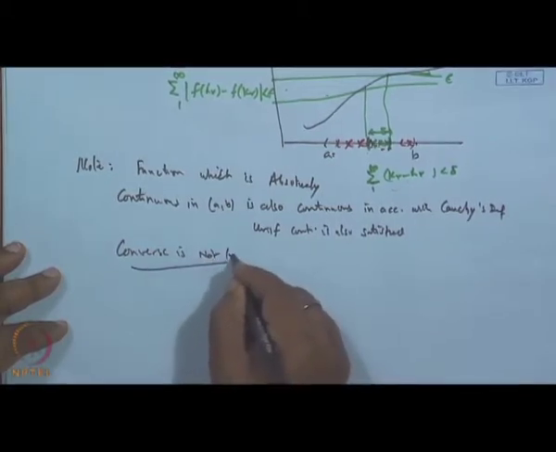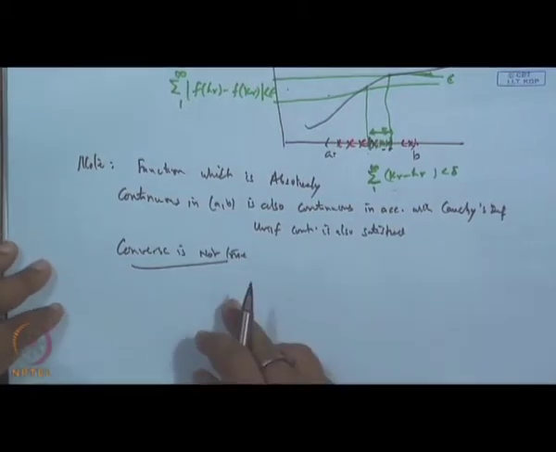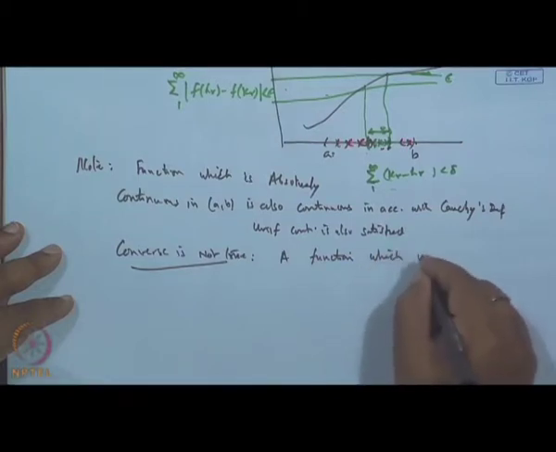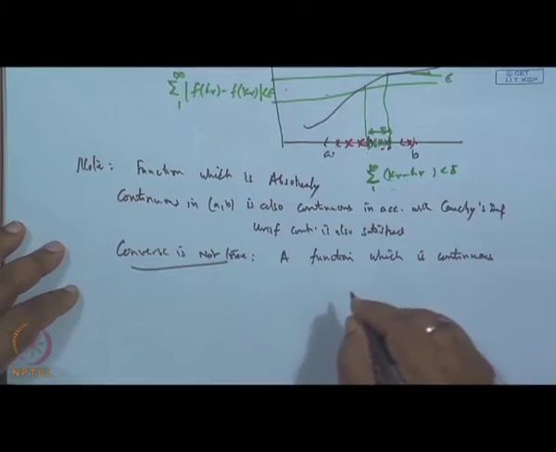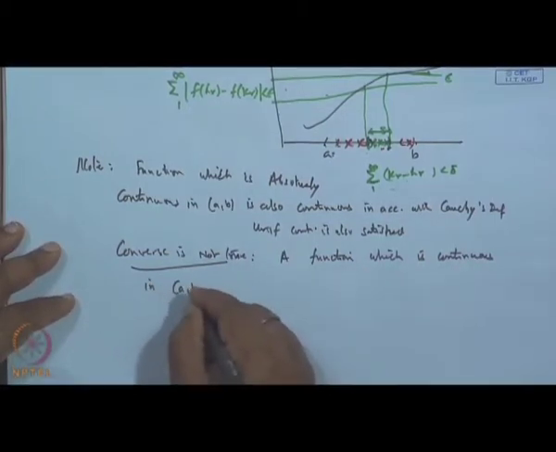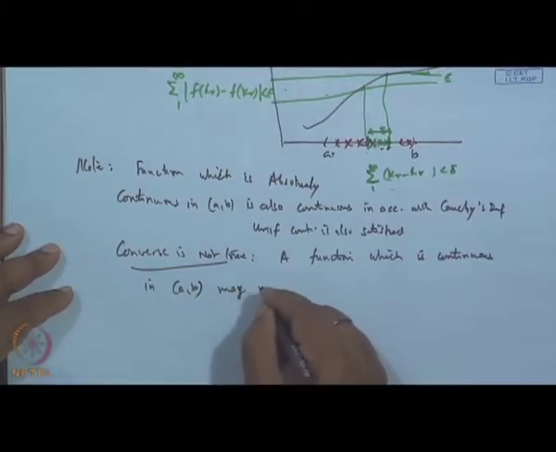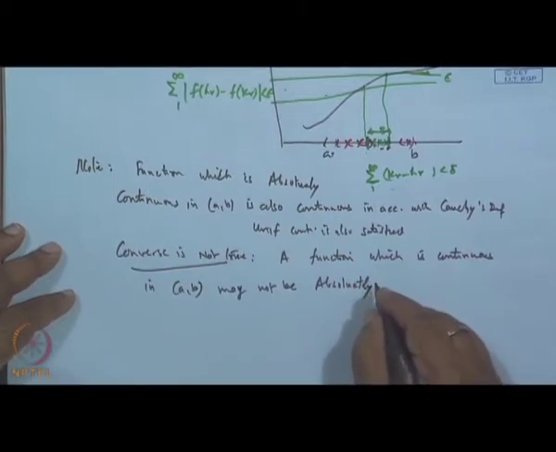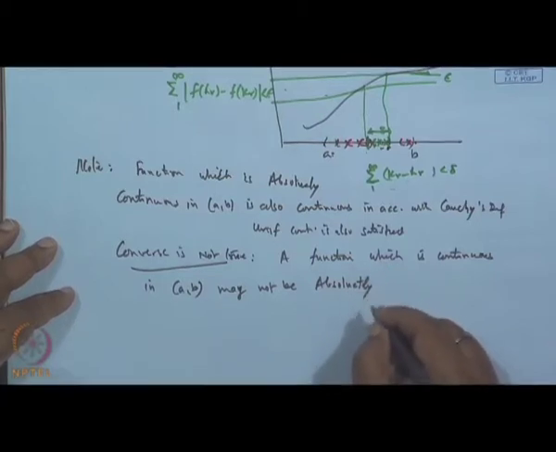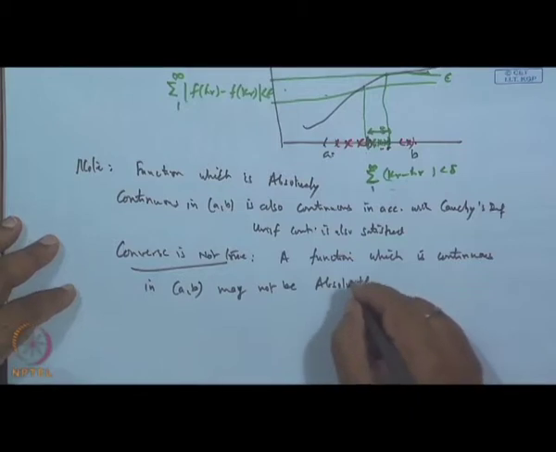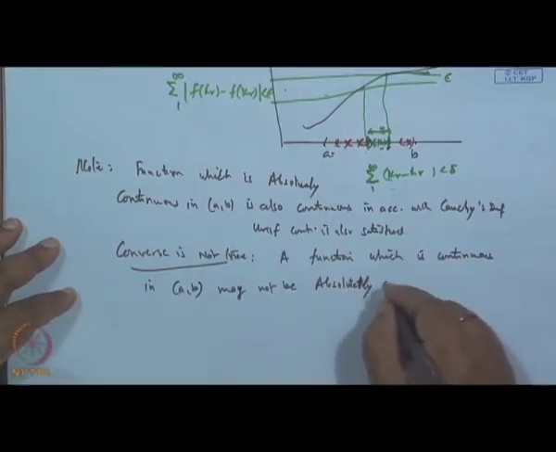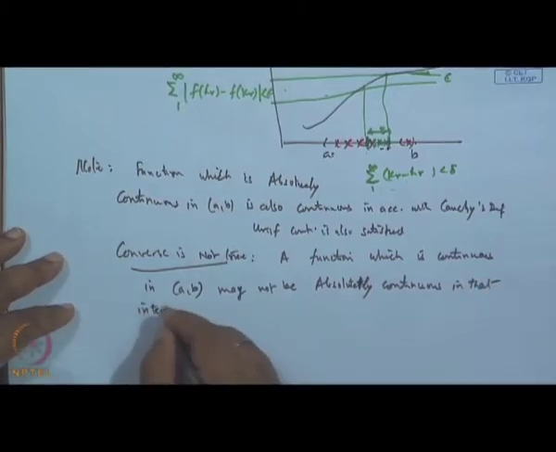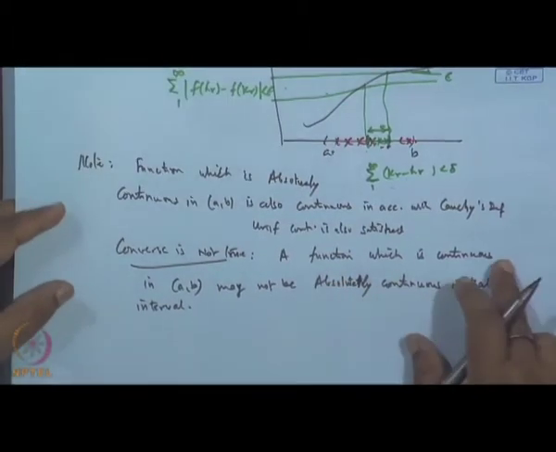That is, a function which is continuous in the interval a b may not be absolutely continuous in that interval.